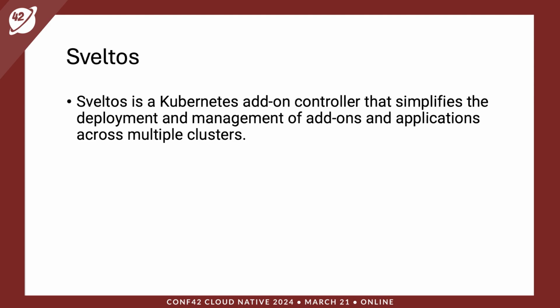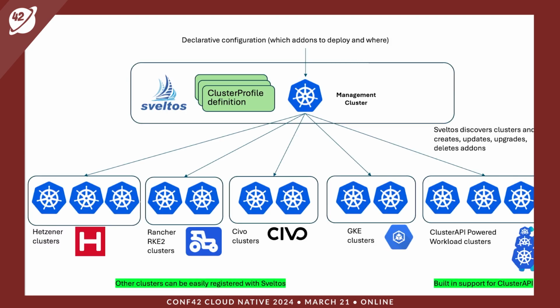Sveltos is a Kubernetes add-on controller. So if you have a fleet of Kubernetes clusters, using Sveltos, you can programmatically deploy add-ons and applications in this fleet of clusters. How does Sveltos work? It runs in a management cluster. So you have a Kubernetes cluster which you use as a management cluster. Sveltos is running there. ClusterProfile is the custom resource definition which is used to tell Sveltos which add-ons and applications to deploy, where, on which clusters.